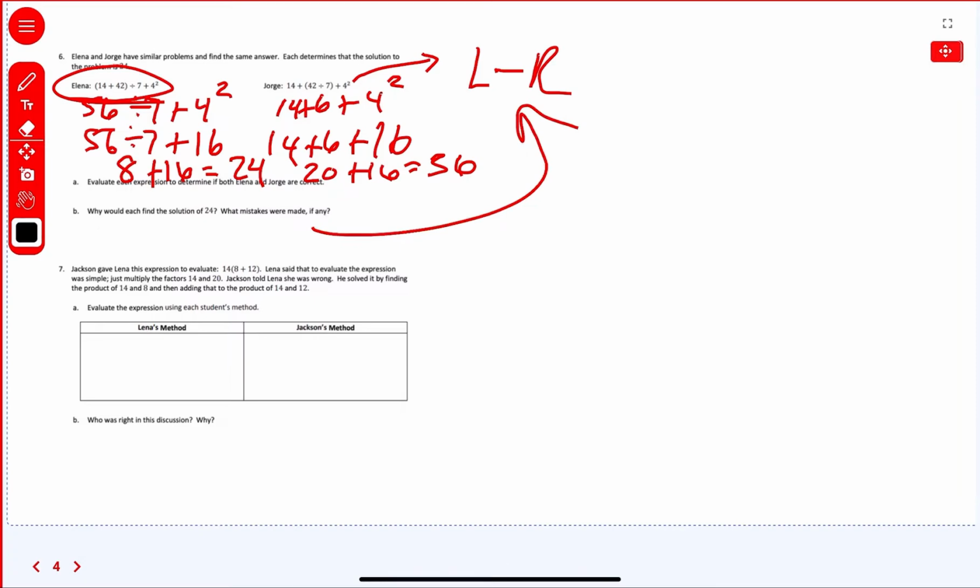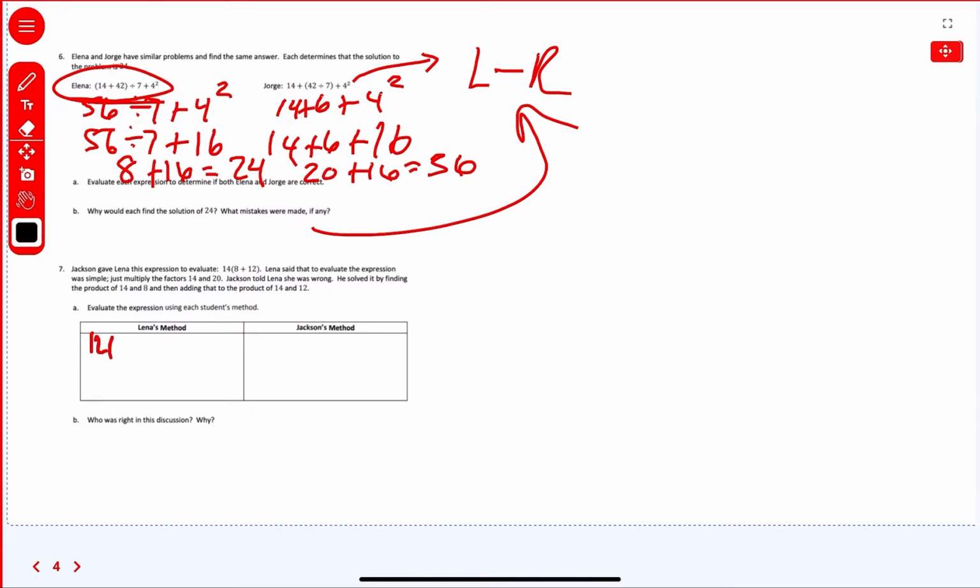Okay. Number 7. Jackson gave Lena this expression to evaluate. 14 times 8 plus 12. Lena said that to evaluate the expression was simple. Just multiply the factors 14 and 20. Jackson told Lena she was wrong. He solved it by finding the product of 14 and 8 and then adding that to the product of 14 and 12. Evaluate each expression doing what the student said.